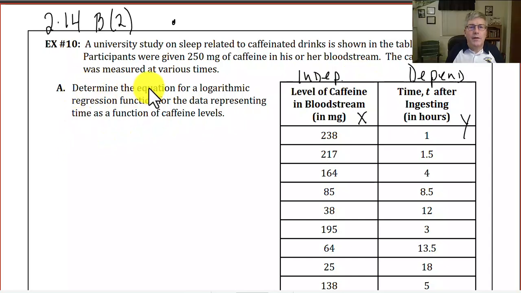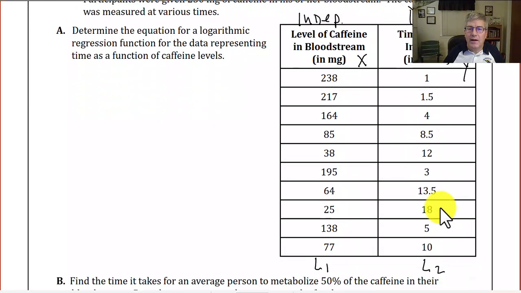So we're going to determine the equation for a logarithmic regression function for the data representing time as a function of caffeine levels. So in this situation, our caffeine levels are the independent variable, those are our x's, and time is dependent, our y. So this is one of the few times that we'll use time as y. Usually time is x, but in this case, time is going to be our y's. So we've got our table here with our data, and we'll go ahead and enter that data into list 1 and list 2 in our calculator, and then we'll find the logarithmic equation.